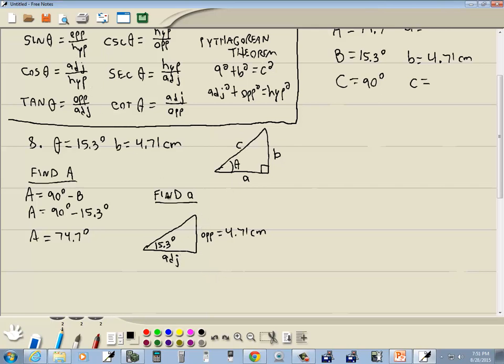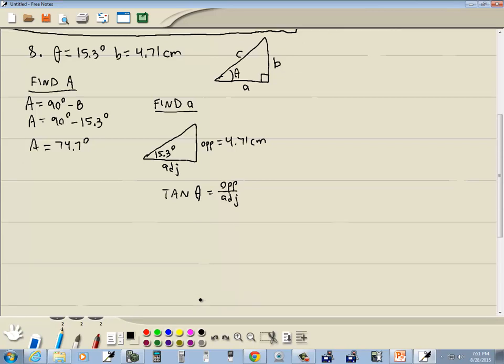Now I come up here, look at my formulas. I'm looking for something dealing with opposite and adjacent. Tangent. Tangent has opposite over adjacent. So tangent would be a good choice to use. So tangent theta is equal to opposite over adjacent. So we got tangent of 15.3 degrees is equal to opposite, which was 4.71 centimeters, over adjacent, which was, remember, side A. It's easier to work with A instead of writing adjacent there.